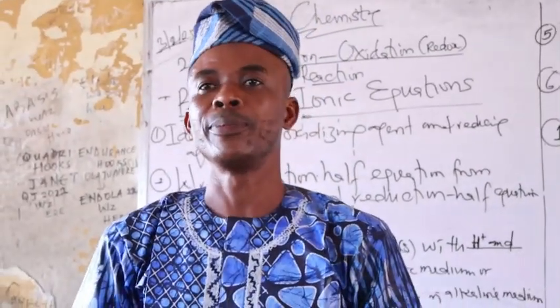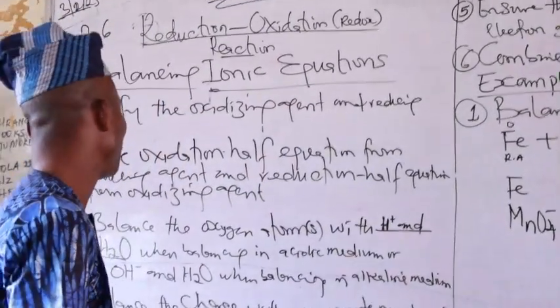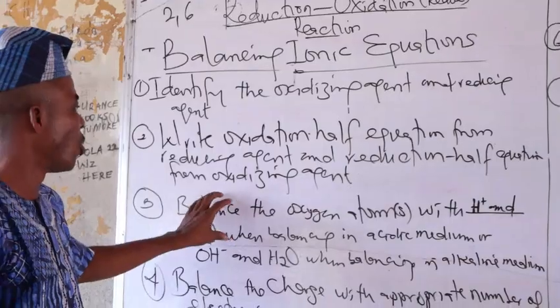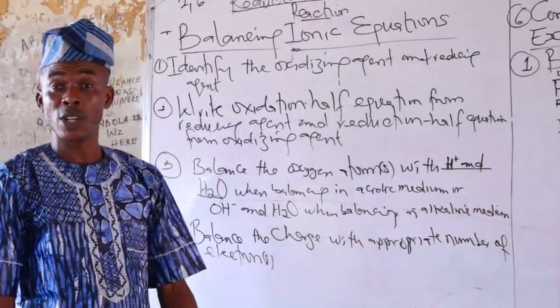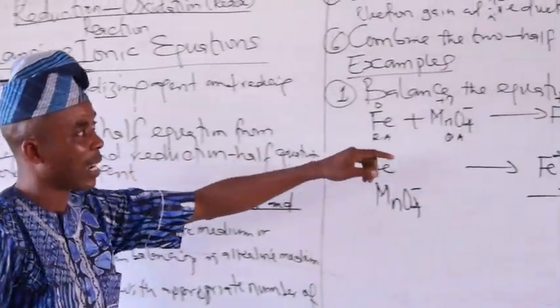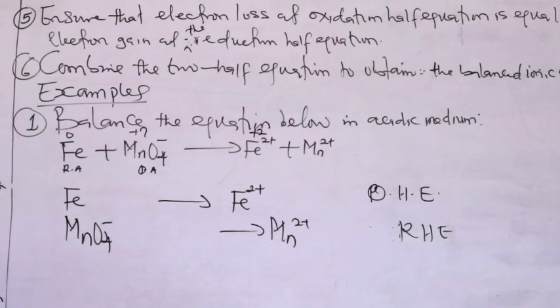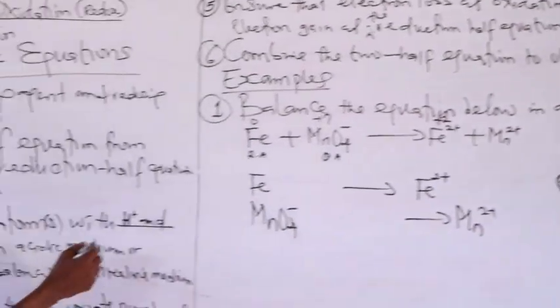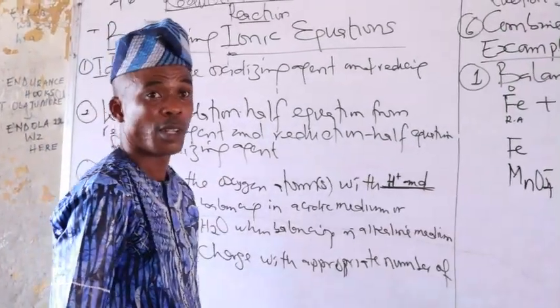I hope you are following. What's the next step? Balance what? Oxygen atom. The question, we are balancing this equation in acidic medium. It means we are making use of hydrogen ion and water molecule.